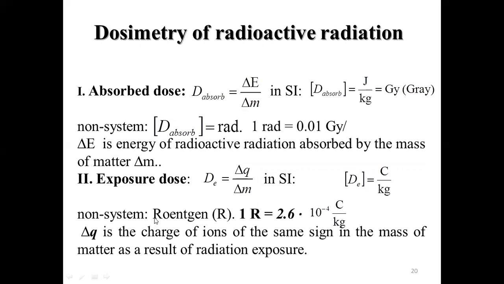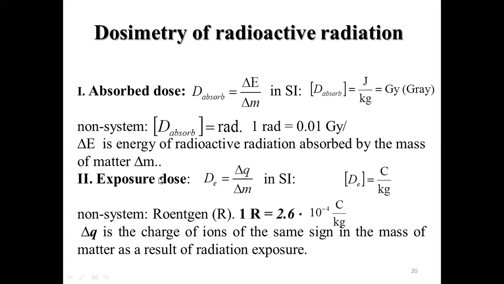As for elements of dosimetry of radioactive radiation, what do we have? We can characterize it in terms of absorbed dose, which represents the energy of radioactive radiation absorbed by the mass of our substance. Units of measurement are gray in SI and non-systematic rad.